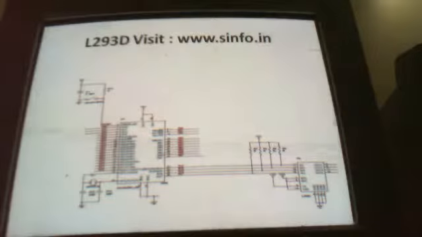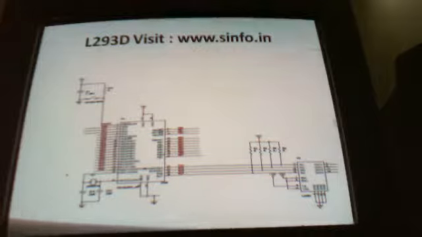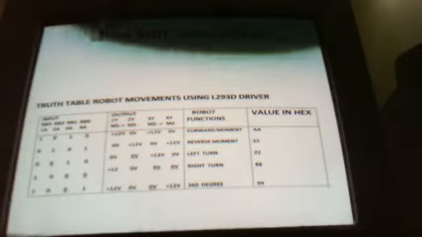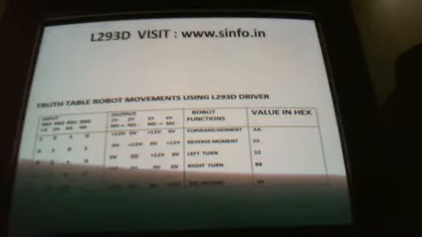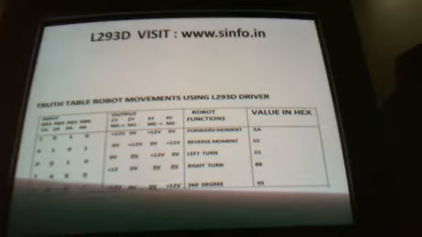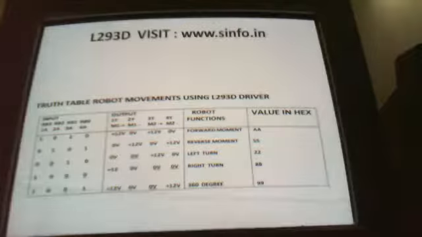Okay, now how can you write the software? Before writing the software, just prepare the truth table. This is the truth table for robot movement. Suppose I am using L293 to drive 2 motors in a robot, so I connect the 2 motors of my robot. One motor, M1, I connect to the output of L293 at 1Y, 2Y, and the other motor I connect to the outputs 3Y and 4Y, positive and negative respectively.